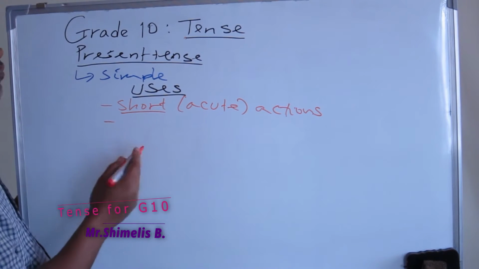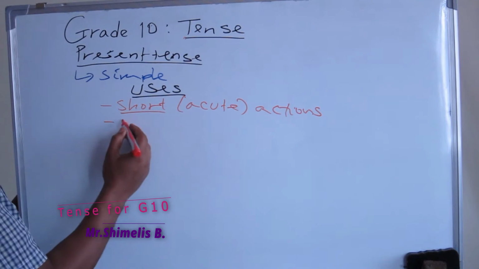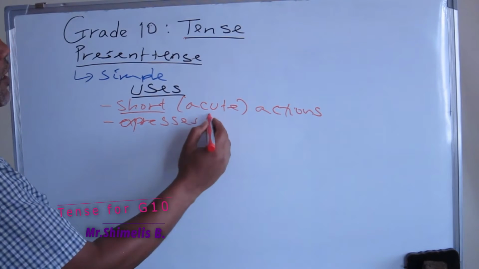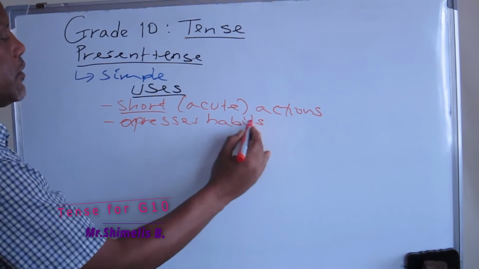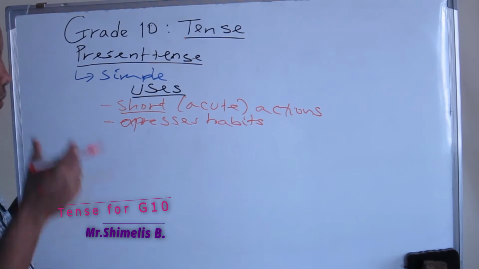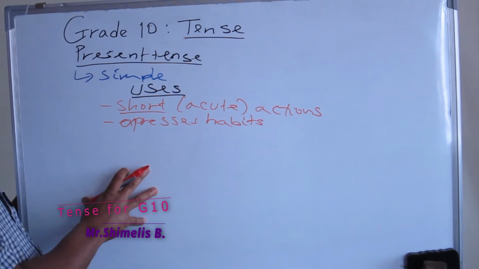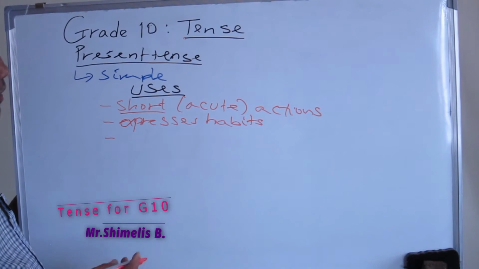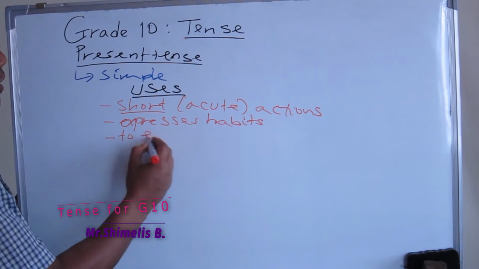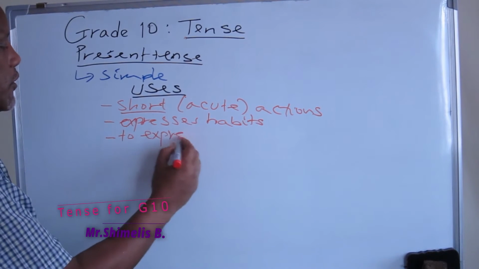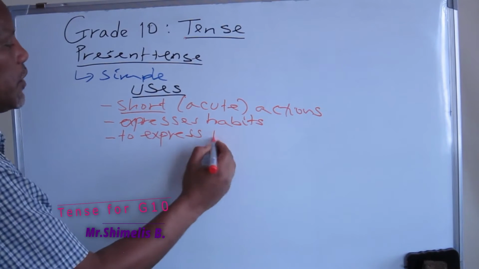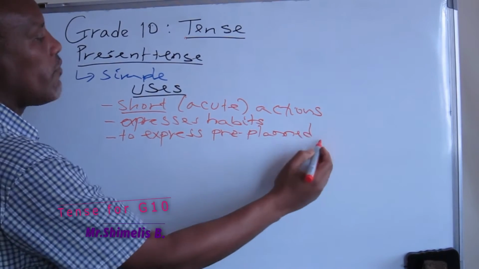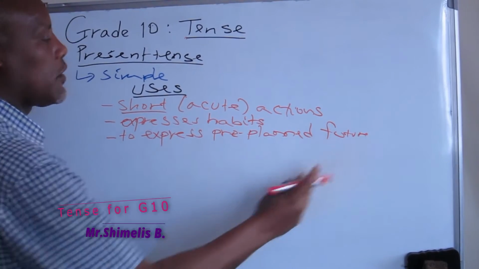And the second use of present simple is to express habits in present. Okay, habits in present. That's the second use of simple present tense. The other use of simple present tense, we can use it to express pre-planned future actions, like travel schedules.